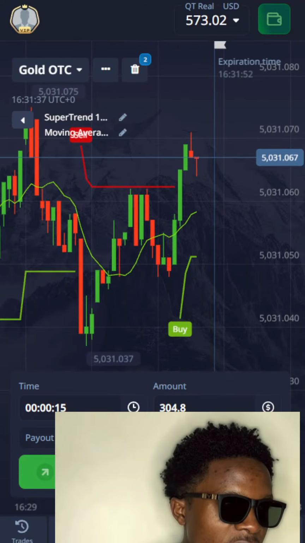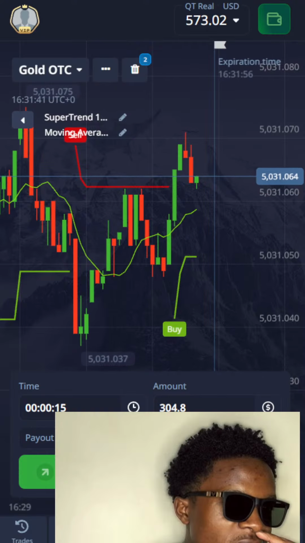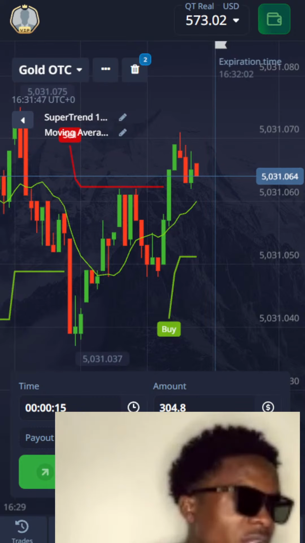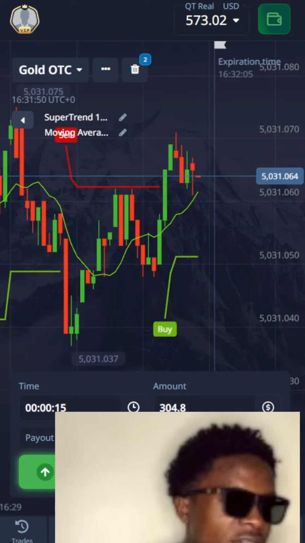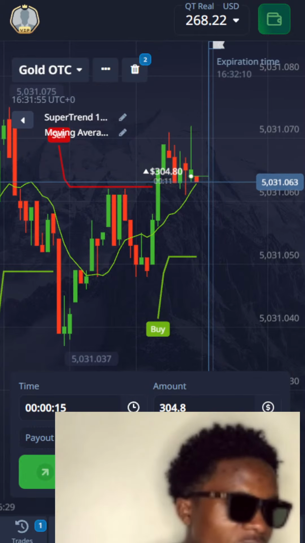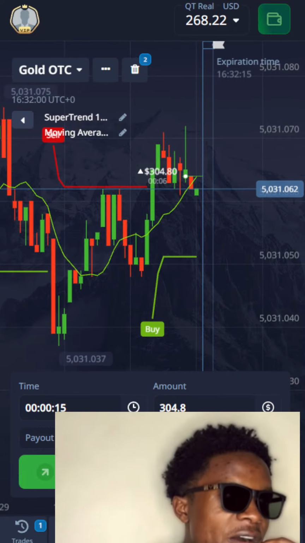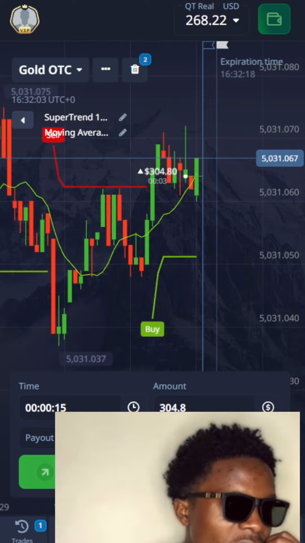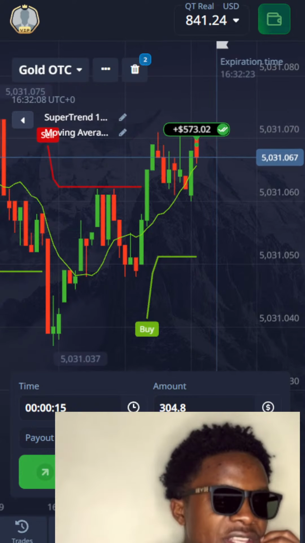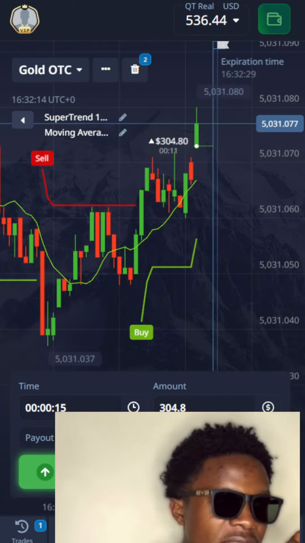As you can see, we have broken another structure here, indicating an uptrend, or buys. So what we are going to do is wait for the market to touch the moving average. There, we took that trade. Let's see how this one pans out. The moving average exactly there. Yes, we won it, but we have to continue. Add another trade.